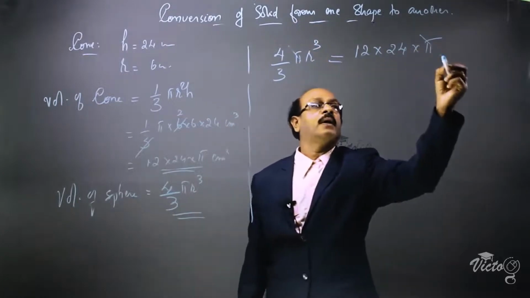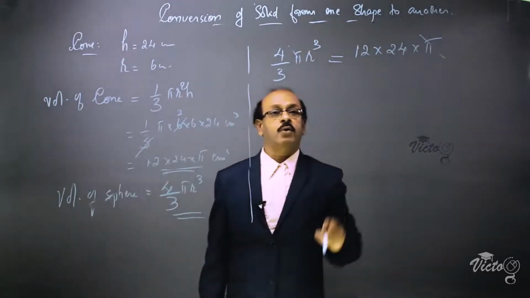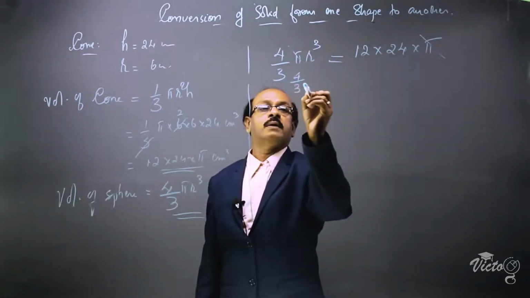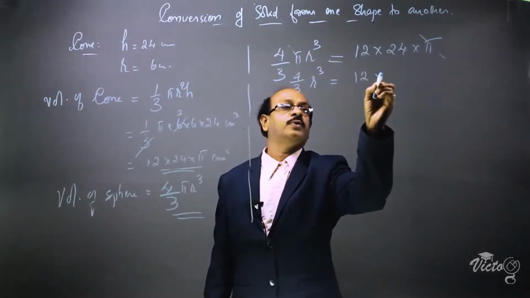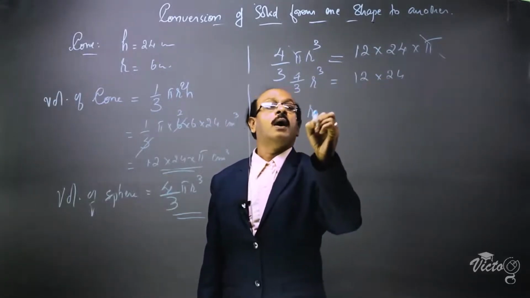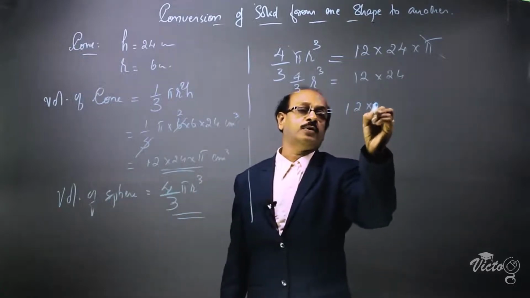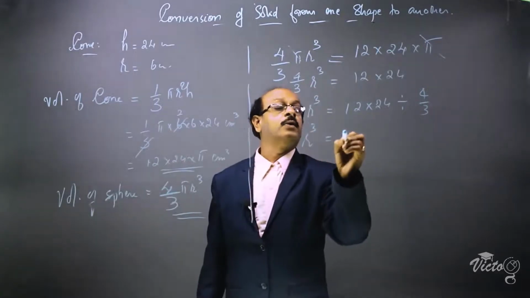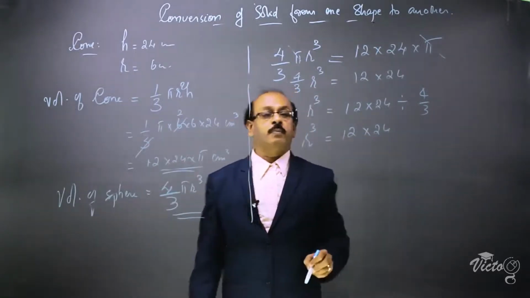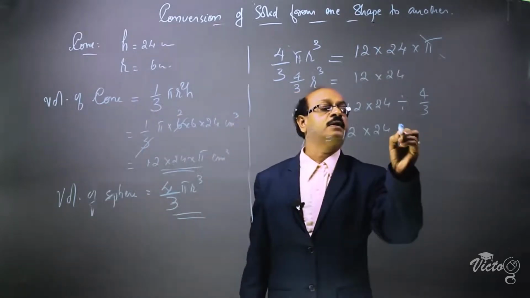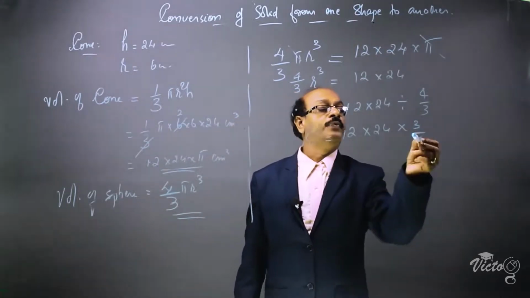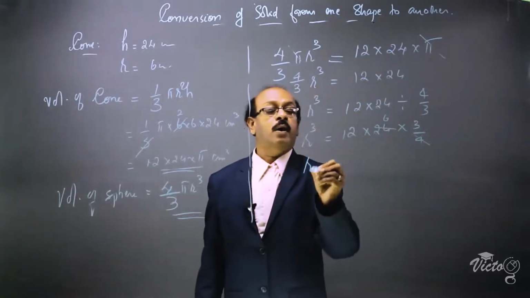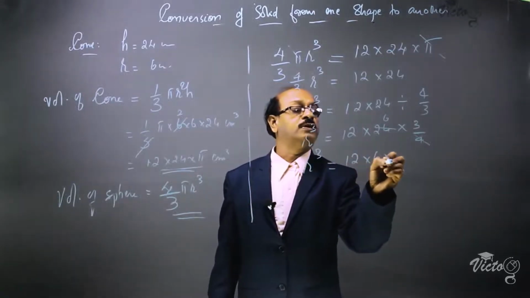Now, pi and pi are cancelling. That is why we are not giving the value of pi. Now, the remaining is 4 by 3 r cube is equal to 12 into 24. Therefore, r cube is equal to 12 into 24 divided by 4 by 3. We have to multiply with the reciprocal of 4 by 3, which is 3 by 4. Now, this 4 and 24 get cancelled, which is equal to 6. Now, r cube is equal to 12 into 6 into 3.